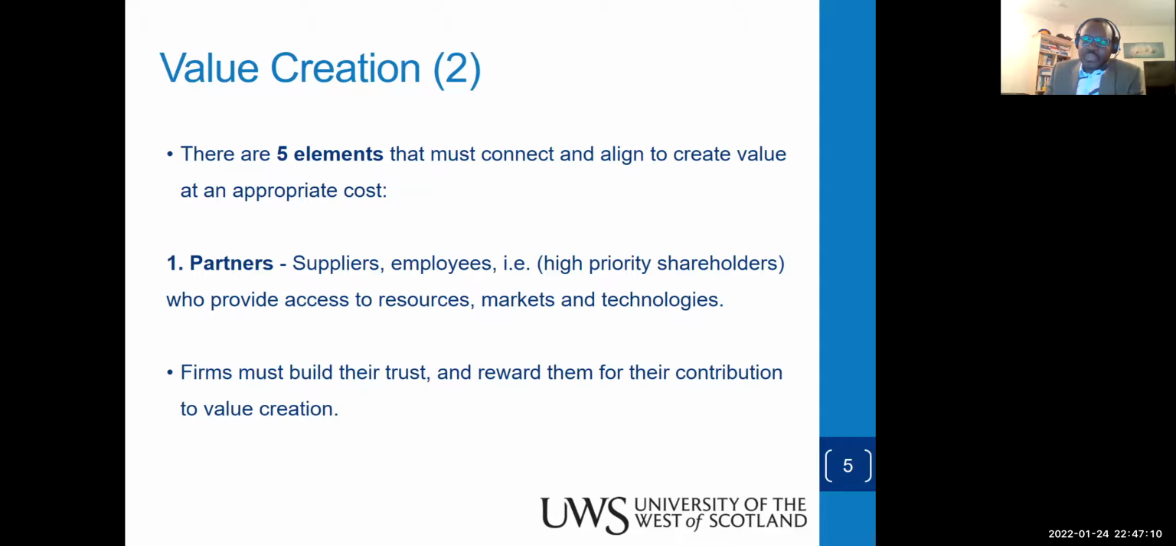So for us to be able to succeed in this value creation process, with our partners, we must establish trust with them. And we must also reward them accordingly for whatever contribution they bring on board to the value creation process. Remunerate employees properly. If you know this guy is indispensable, if he leaves, it will create a vacuum. Treat him well. Give him some good bonuses. Give him some perks so that you get him bound.